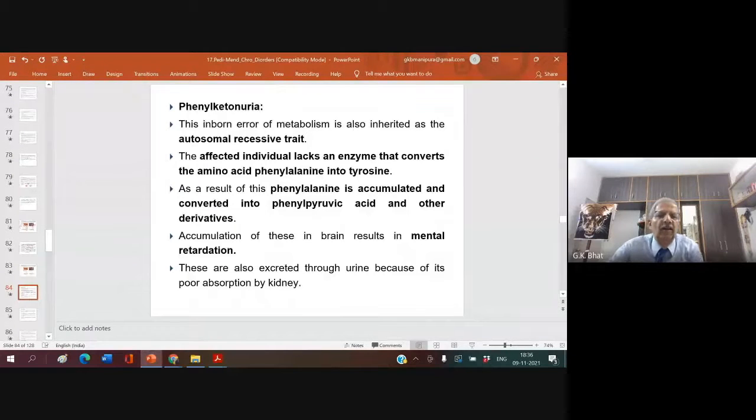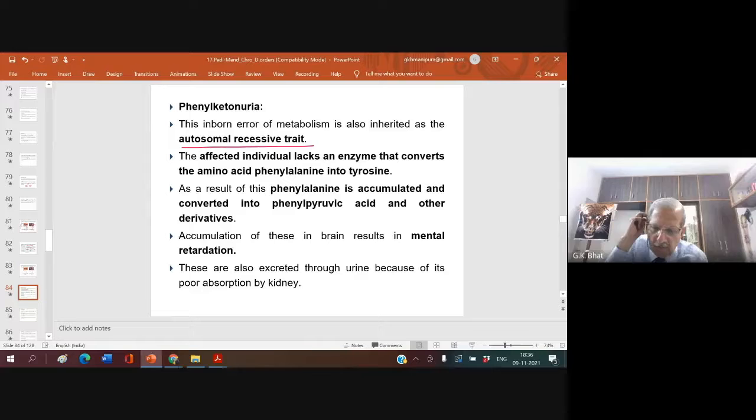Phenylketonuria is an inborn error of metabolism that is also inherited. Remember, it is an example of an autosomal recessive trait. Sickle cell anemia is also an example of an autosomal recessive trait, not sex-linked. We have only 3 examples of sex-linked recessive traits. What are they? Which are they?